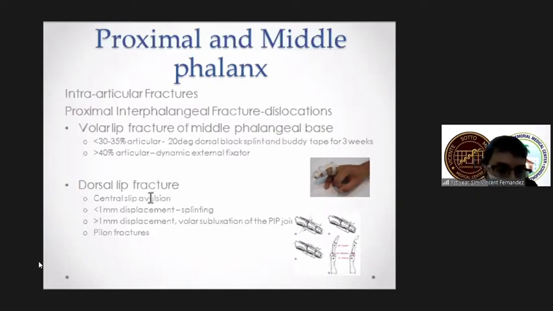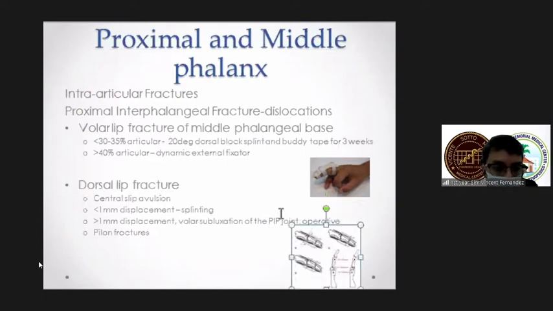For dorsal lip fracture, it's usually associated with a central slip avulsion. If less than 1 millimeter displacement, you do splinting. For greater than 1 mm displacement, you do a Wohler's. It's usually an indication for operation.